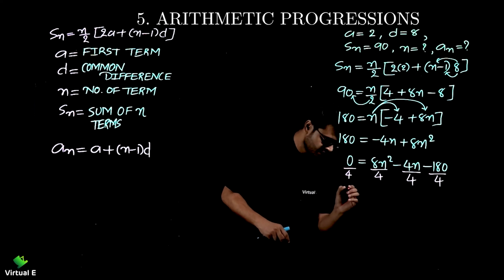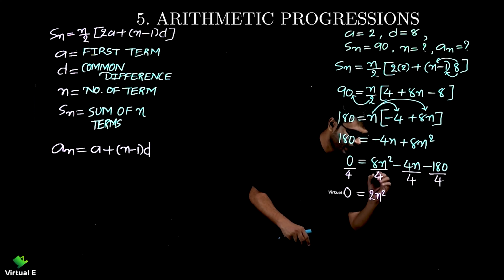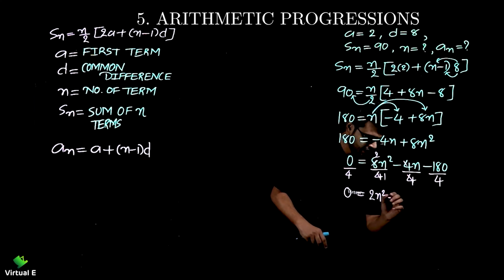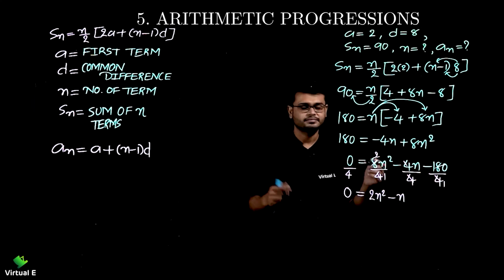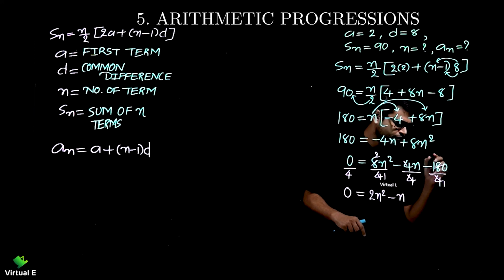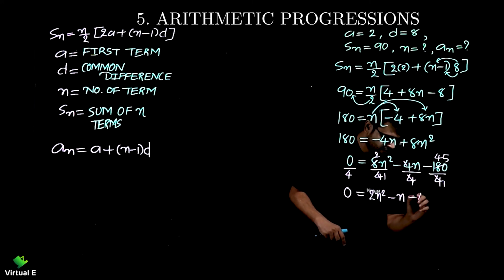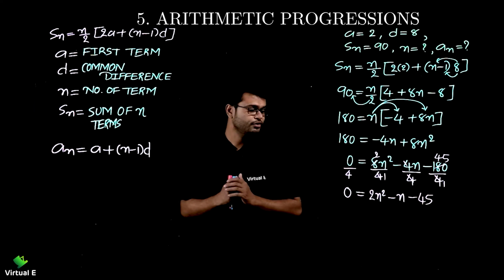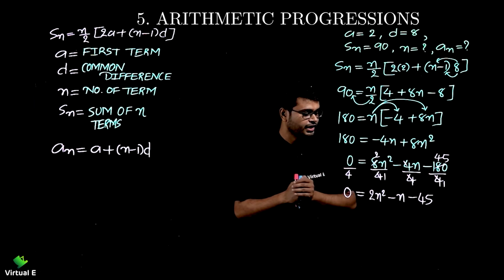So here 0 is equal to 2n square. Why? Because 1s are and 2s are. Simple. 4 cancel. Here n only. Here 4 1s are, and what shall you get? 4 4s are 16, then 2 0 means 5. So minus 45. Okay, so we need to factorize 2n square minus n minus 45.